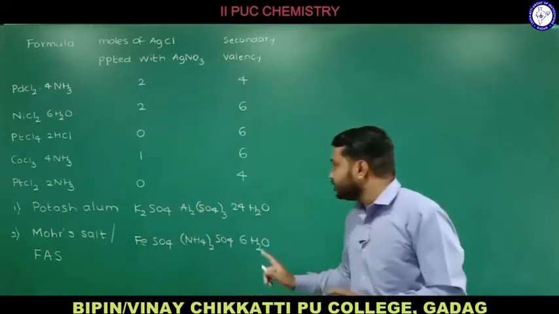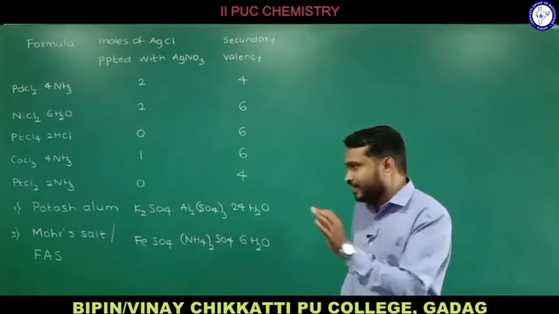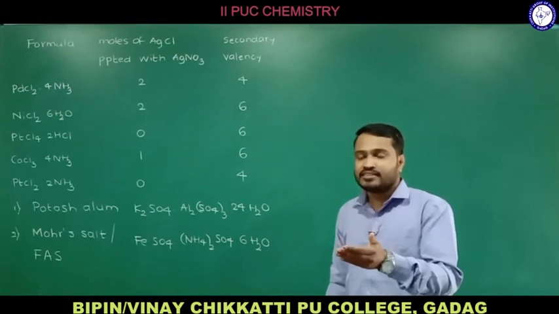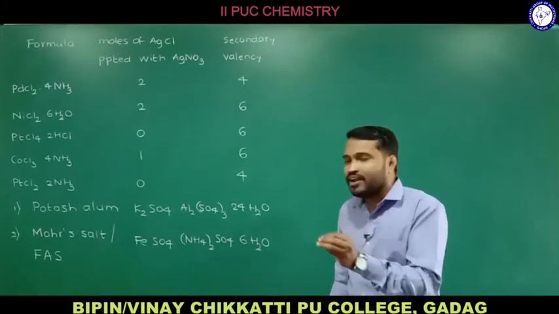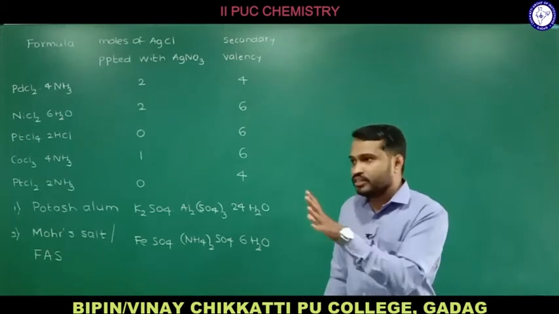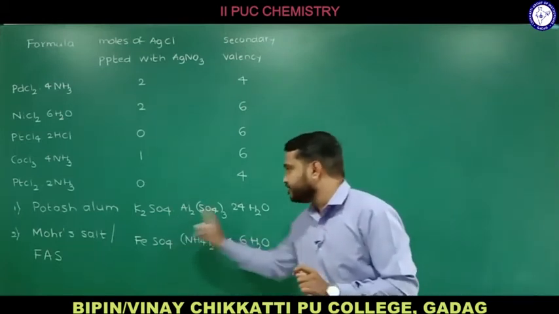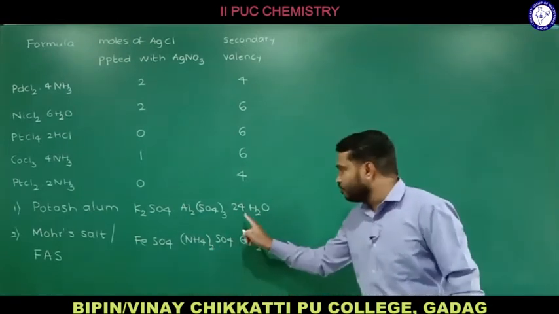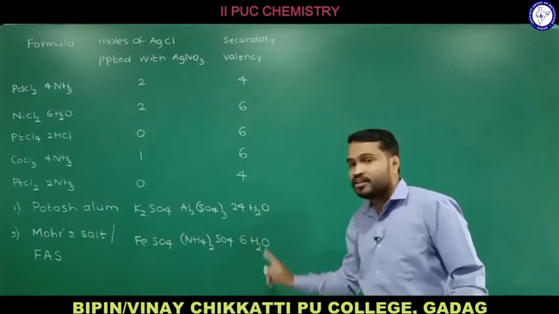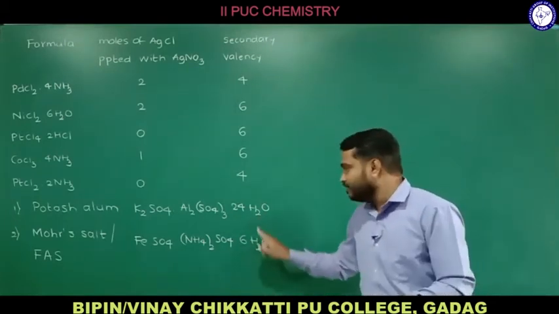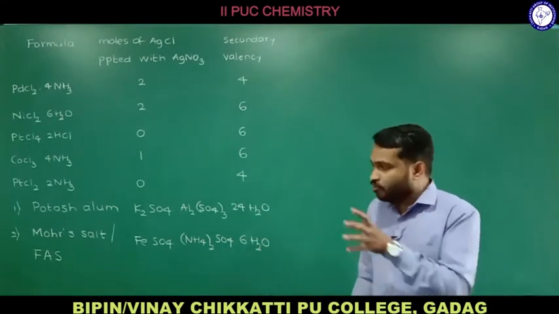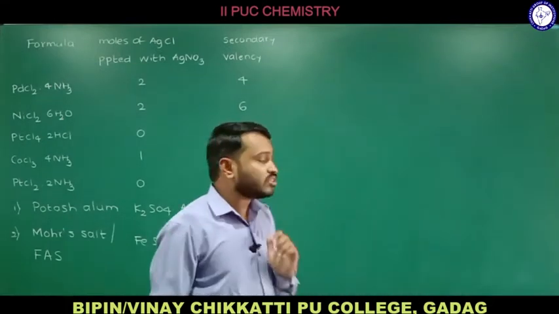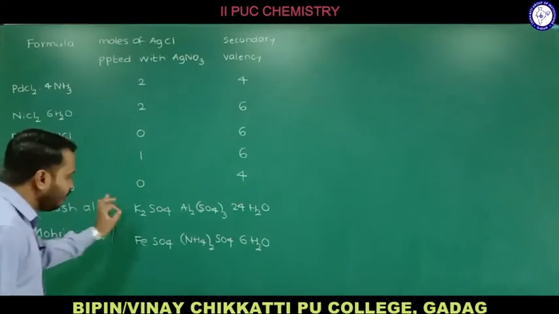K2SO4 Al2(SO4)3 24H2O is potash alum, and that is the same potash alum we studied in the chapter called surface chemistry. Potash alum acts as a coagulating agent that coagulates the impurities present in water so that purification of water can be done. The formula is this one. Mohr's salt, FAS: FeSO4 (NH4)2SO4 6H2O. In the first compound we have 24H2O, here we have 6H2O. That means these compounds are hydrated compounds, and this we call water of crystallization. Both are crystals only. So now this is the kind of compound I have written.